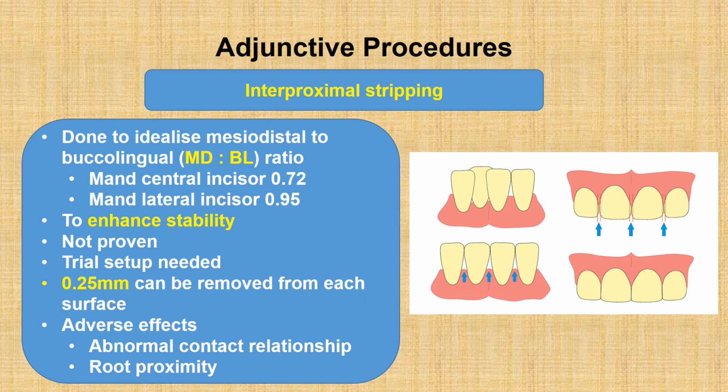Now, to carry out this procedure, a trial setup, a Kesling setup, is needed. Now, up to 0.2 millimeter can be removed from each surface of the teeth, and this will make the teeth slender. Now, the adverse effects of this procedure are that the contact relationship is not normal, and too much slenderizing of the teeth can cause the roots to become close together.